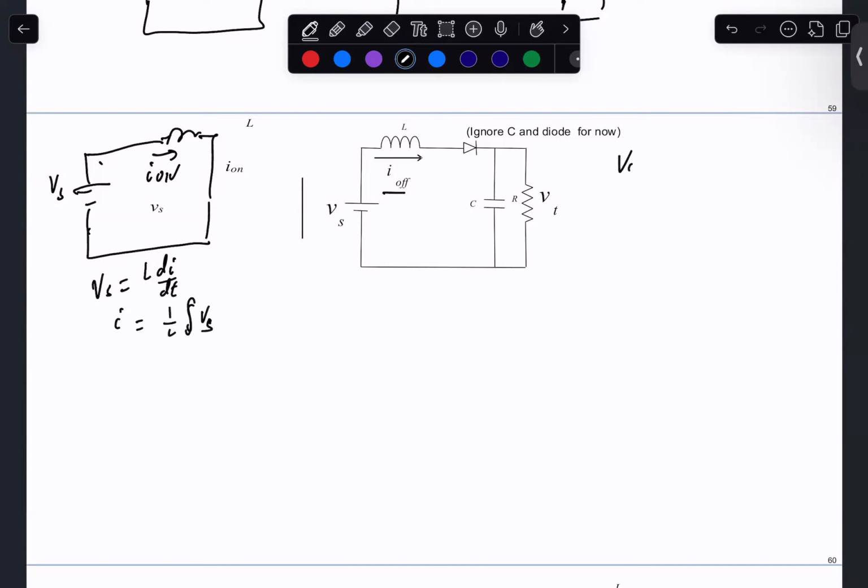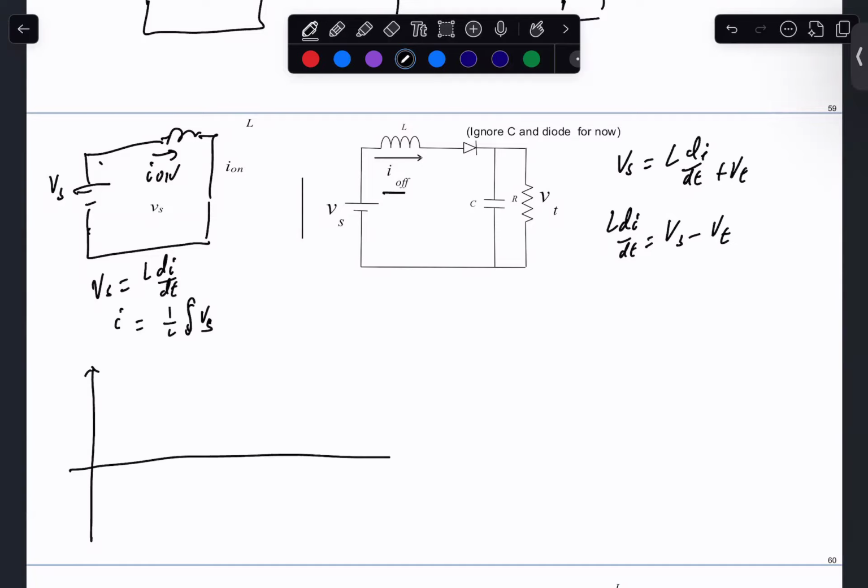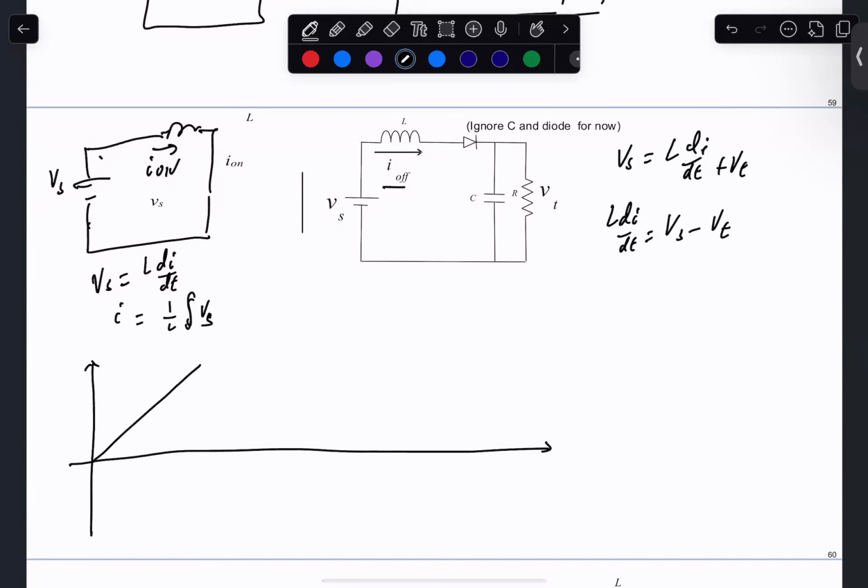And in this case, we have Vs equals L di dt plus Vt, or L di dt equals Vs minus Vt. So let's see what happened in this case. First, when the switch is on, when the switch is closed, this tells us the current is just the integral of the input voltage. Well, the input voltage is a constant, so the current has to go up like this.